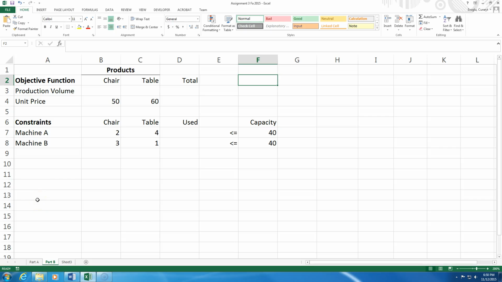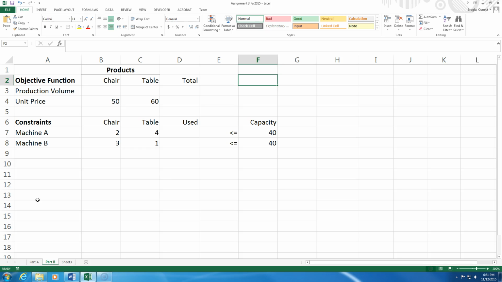In part B of the assignment, we are going to focus on the resource allocation problem. The resource allocation problem is a very generic problem that is faced in many areas of business. The basic idea is every firm has limited resources, and these resources can be allocated to a number of different activities. And the question is, what is the best way to allocate these resources so that the total revenues or profits are maximized?